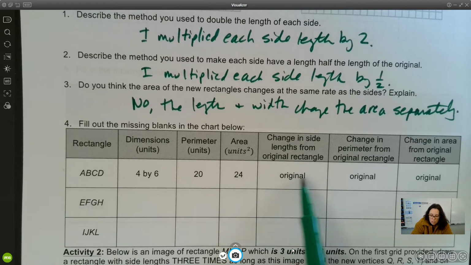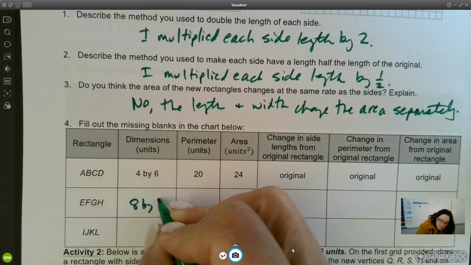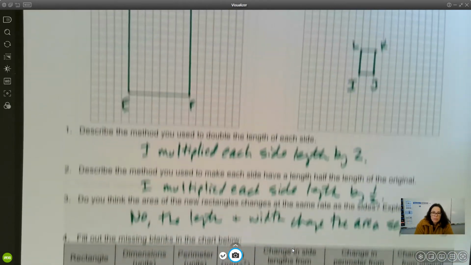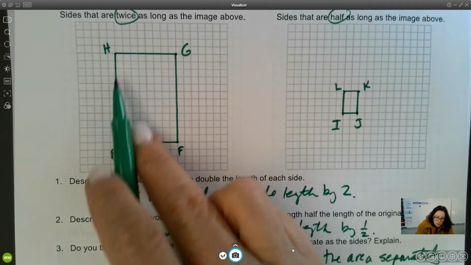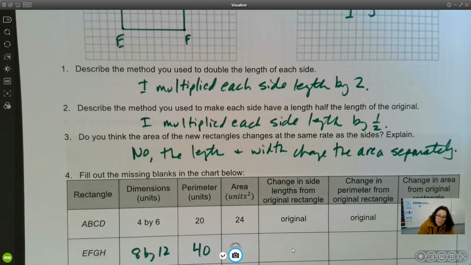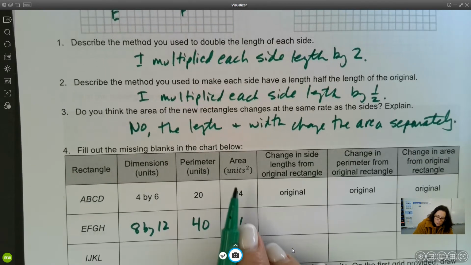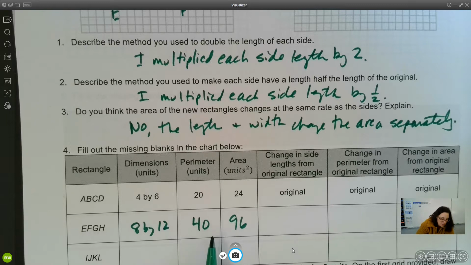Okay, so you can either just put like a dash in there or write the word original. All right, now we're looking at the blown up one, EFGH. Okay, this is now an 8 by 12. The perimeter, if I count around this thing, the perimeter of this is 40, and the area of it is 96. Okay, keep in mind units and units squared, written just above here so we don't have to rewrite it every time in the table.